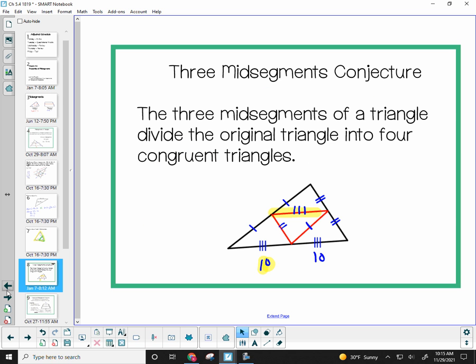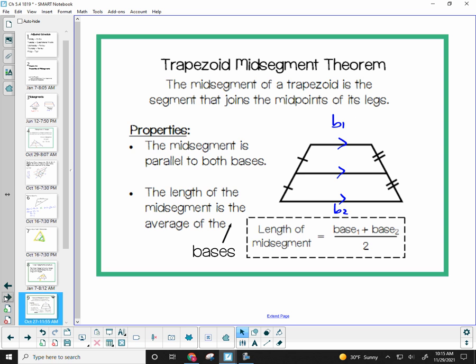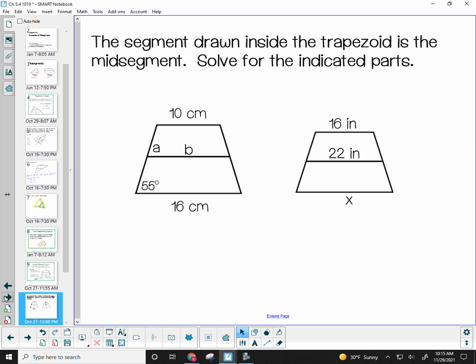So let's take a look at a couple of examples here. Let's start with B, since we're talking about the mid-segment length. So we're trying to find the average of the 2 bases. I'm going to take 10 plus 16 and divide that by 2. So 26 divided by 2 is 13. So the length of the mid-segment is 13.